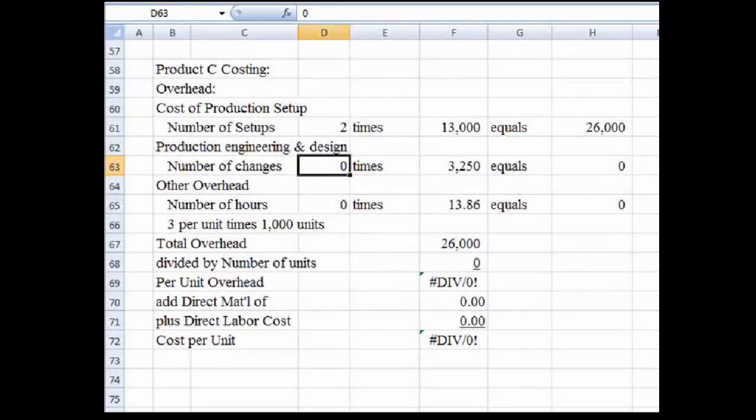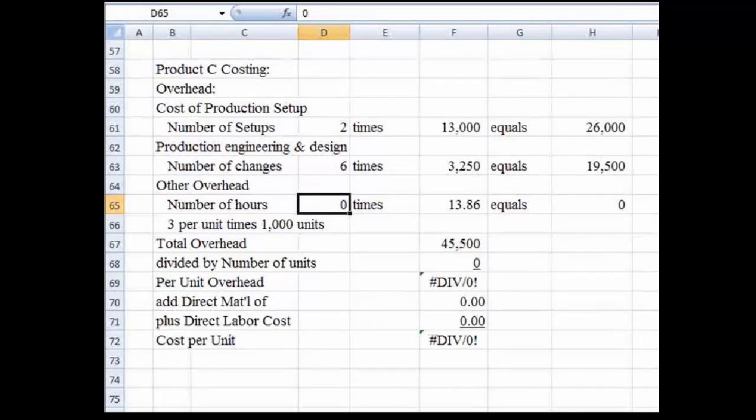Per the chart at the top of page M113, product C has 6 engineering changes per year. The number 6 goes into the cell to the right of the number of changes. The $3,250 is already in the cell further to the right, and the calculation shows $19,500 of production, engineering, and design overhead for product C.